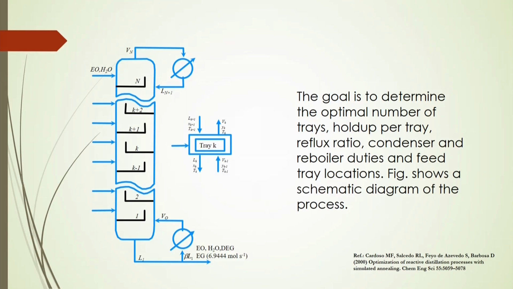This is the conventional distillation column operation. Now, in this case, the main goal is to determine the optimum value of the number of trays, hold up per tray, reflux ratio, condenser and reboiler duties, and also the feed tray locations.